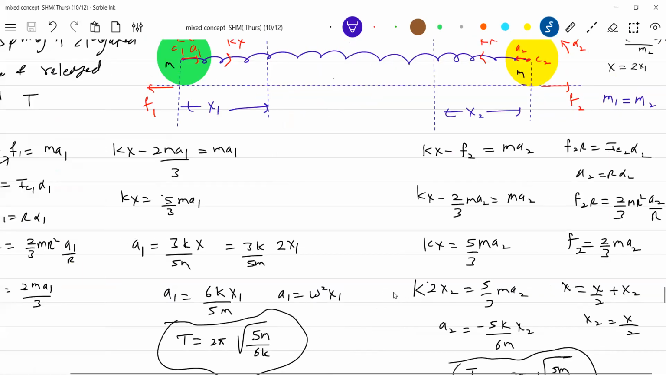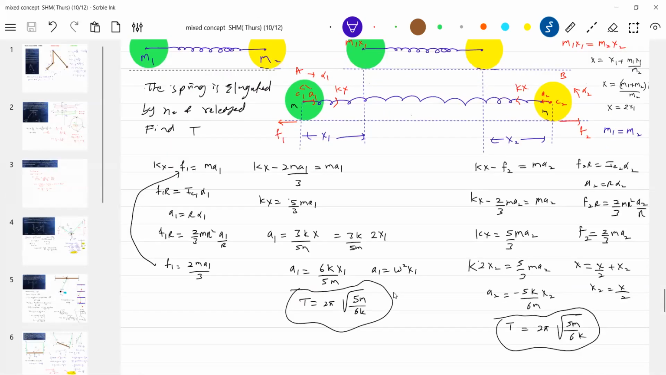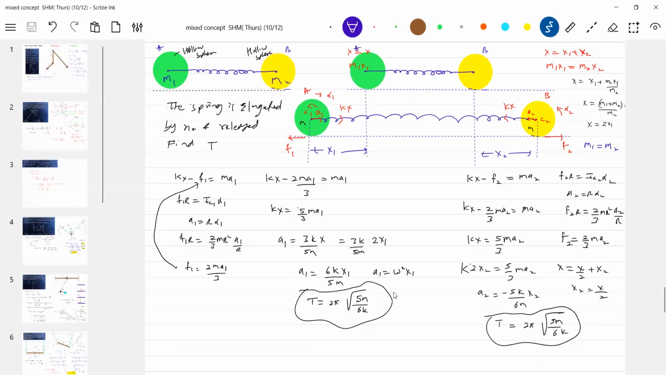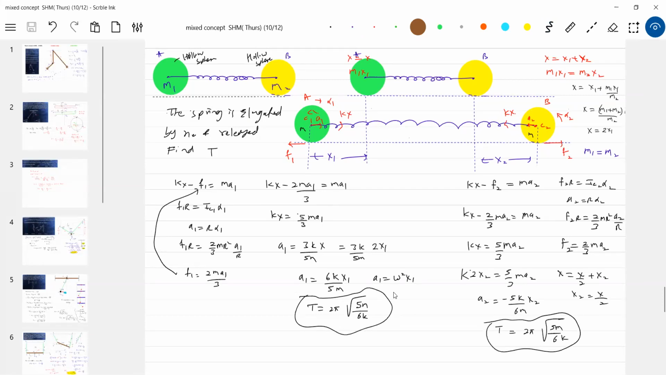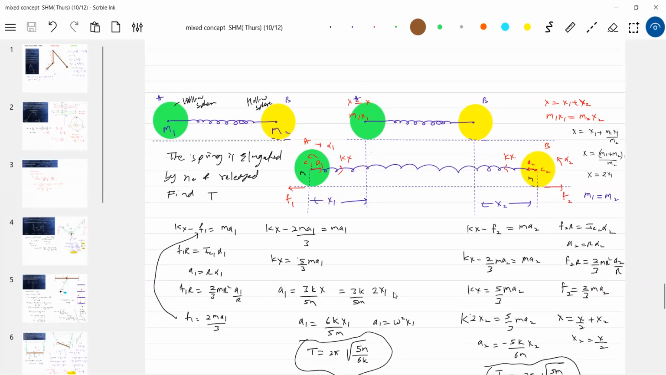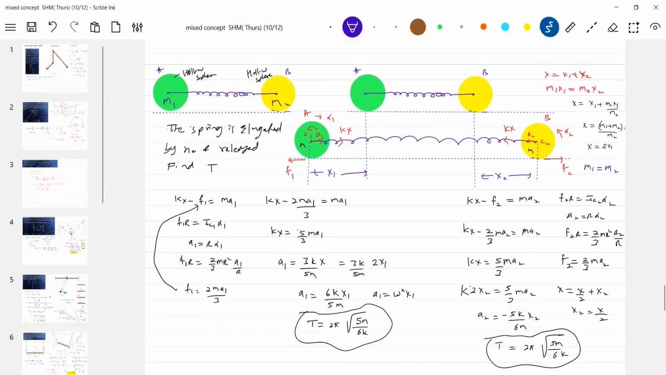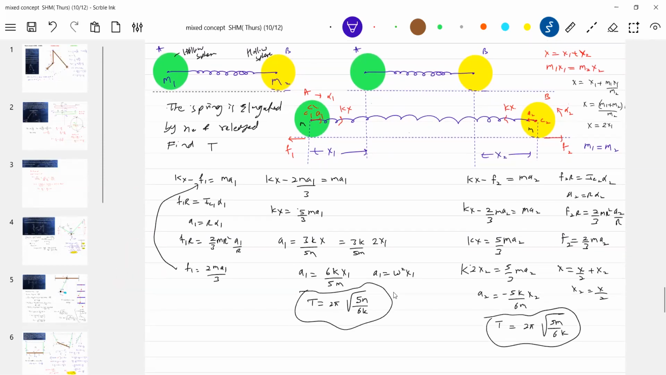So what I did now, you can see that. Don't think that the procedure is wrong. That's why I just picked up this problem. The idea is the same everywhere. Either you do for this or this, you'll get the same answer. Agreed? No? So don't say the method is wrong. Everything gave the same answer.